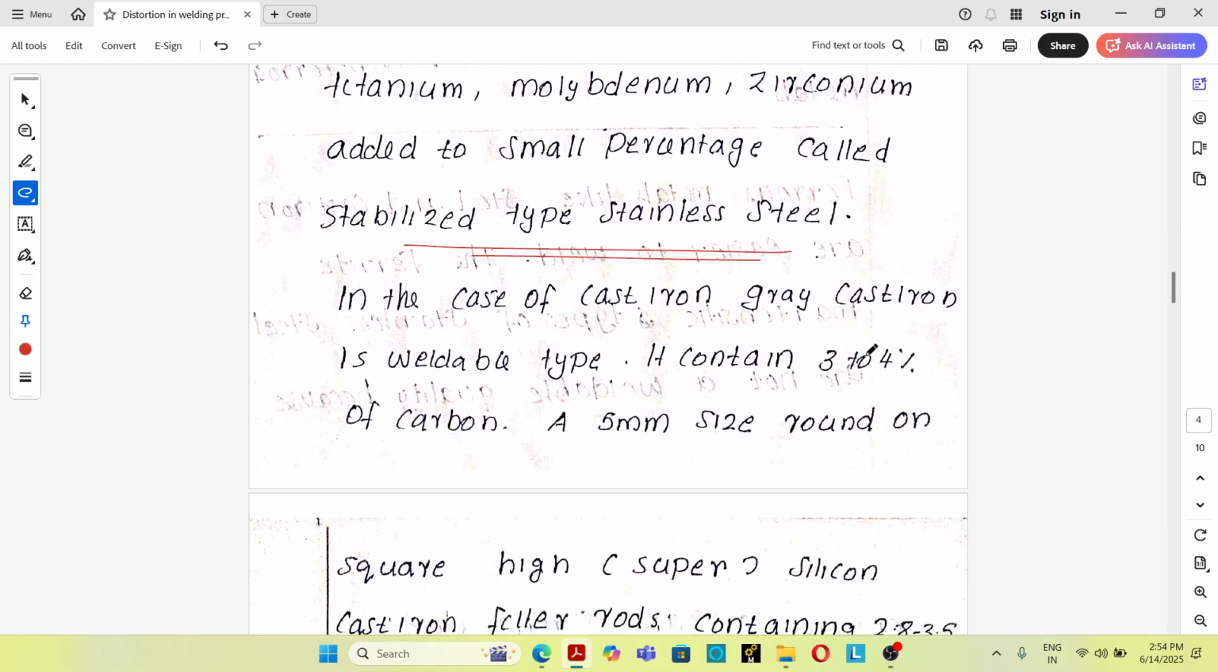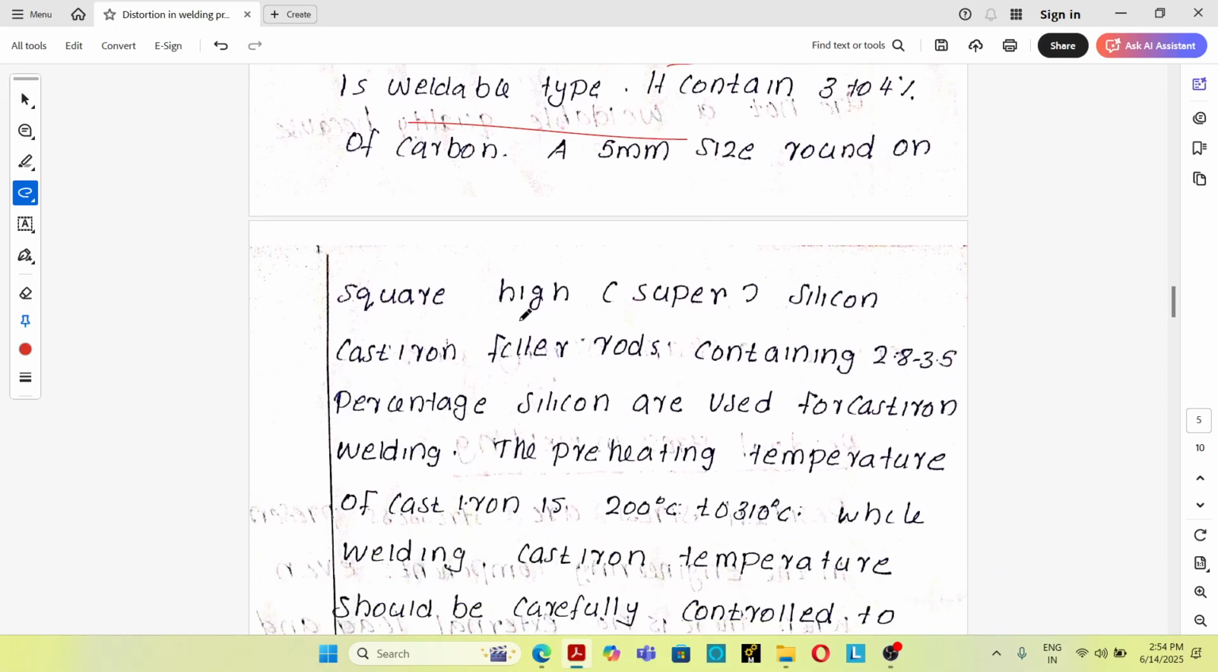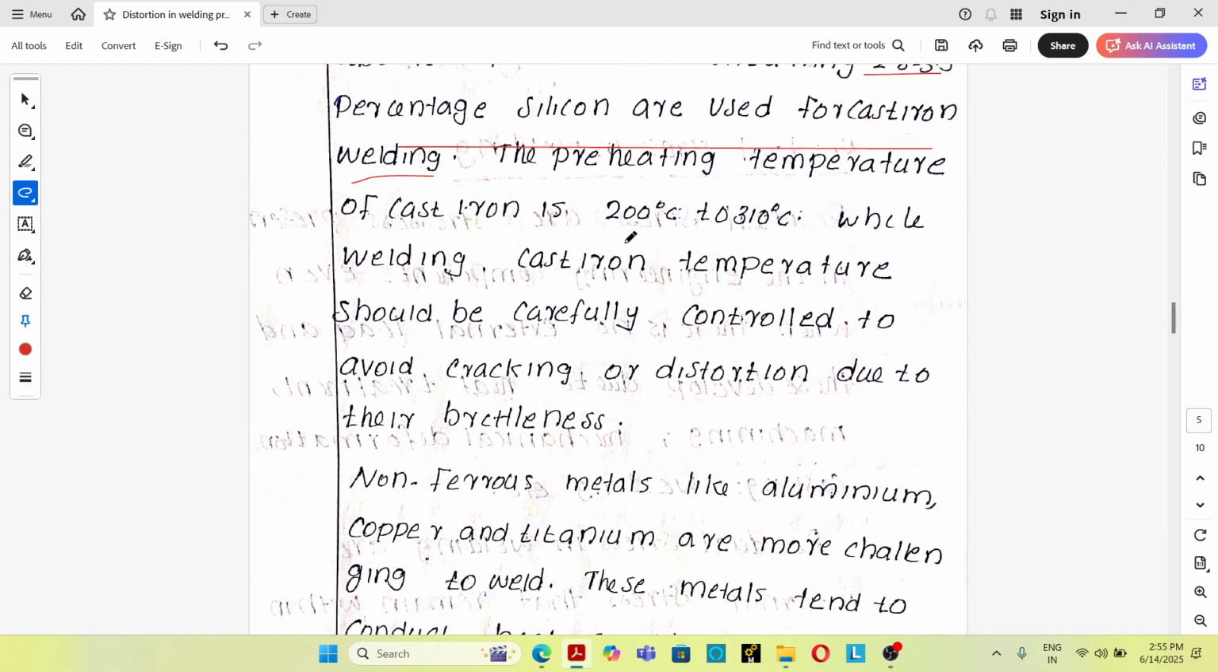See, in the case of cast iron, grey cast iron is the weldable type. It contains 3 to 4% carbon. A 5 mm size round or square rod, high super silicon cast iron filler rods containing 2.8 to 3.5% silicon, are used for cast iron welding. So the filler rod used in cast iron welding is super silicon cast iron filler rod, containing 2.8 to 3.5% silicon. The preheating temperature of the cast iron is 200 degrees Celsius to 310 degrees Celsius.